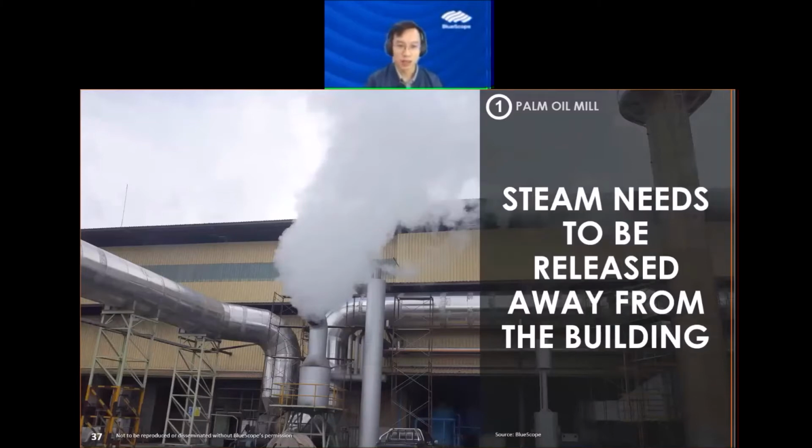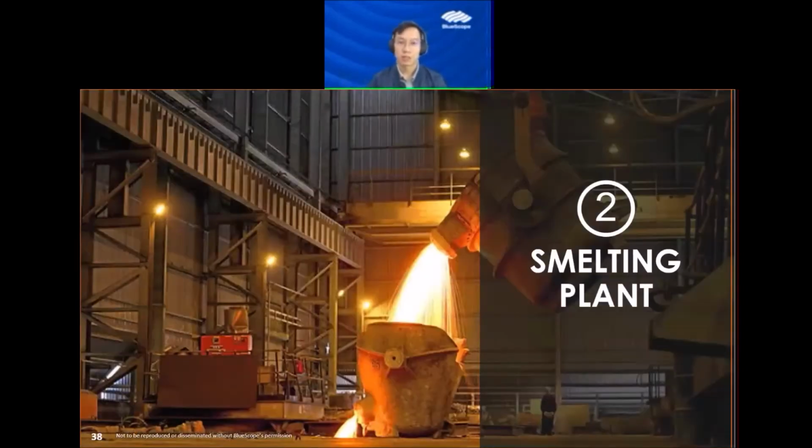Sometimes this is another example where we see the chimneys placed at a 90-degree angle away from the building. There are many solutions out there, and I believe our engineers are able to do a design that would meet certain requirements. The end goal is again to eliminate steam from releasing inside. There will be other solutions which I will also present together with the second topic. The second topic is the smelting plant.